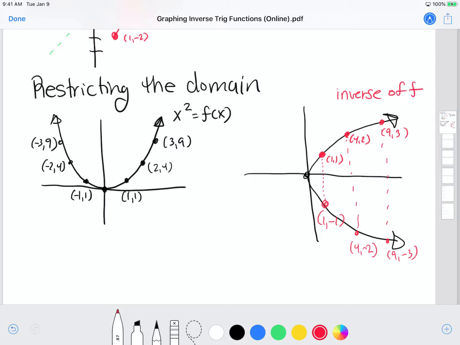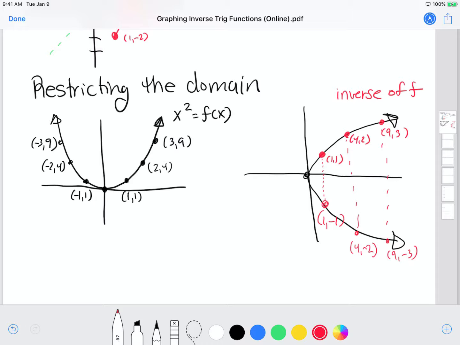So as you can see, the inverse of f in this case is no longer a function because we have two y values for x equal to 1. We have 1 and negative 1. We have two y values for x equal to 4, and we have two y values for x equal to 9. In fact, we have two y values for pretty much every point on that graph except for the point at x equals 0.